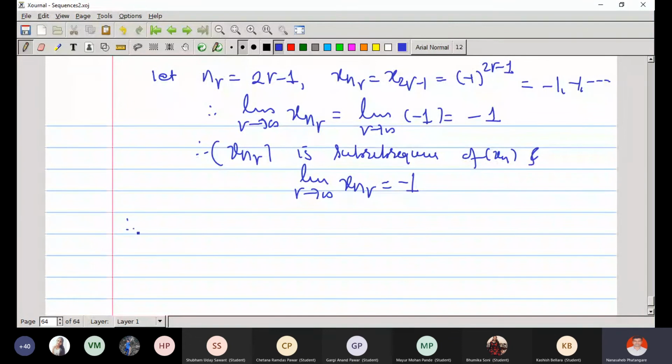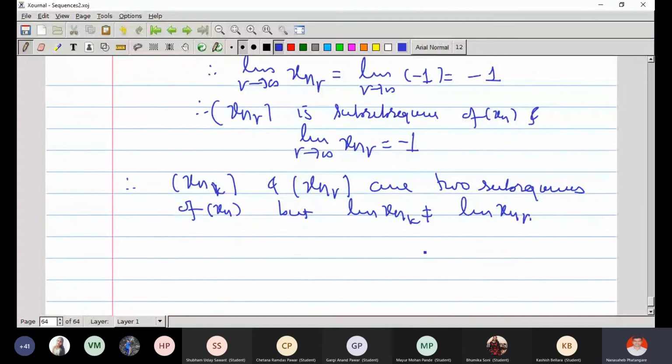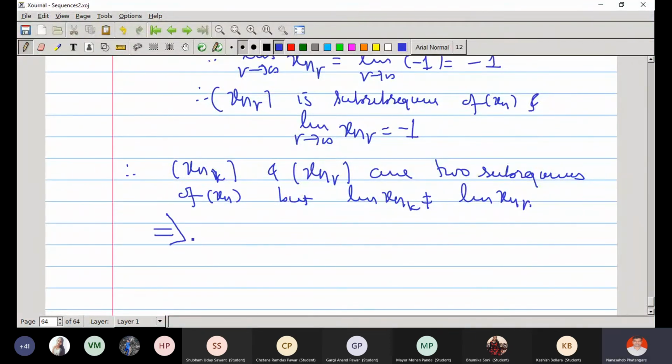What is the conclusion? Therefore x_{n_k} and x_{n_r} are two subsequences of x_n, but the limit of x_{n_k} is not the same as the limit of x_{n_r}. Am I right? Yes, sir. And what is the conclusion? Because of the previous theorem, x_n is divergent. The limit of x_n does not exist. That means x_n is certainly a divergent sequence.